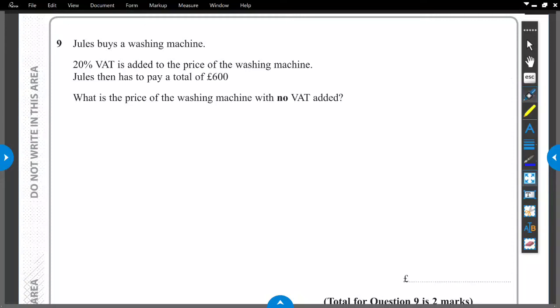At first glance, this might seem like quite a simple question. I mean, surely, if you're adding 20% VAT on, this gives you 600. If you just take away 20%, surely that's going to give you the number we started on. But let's see what happens if we follow that through.